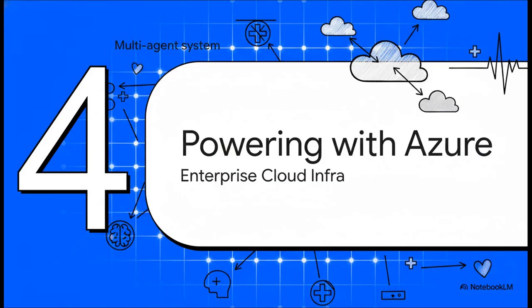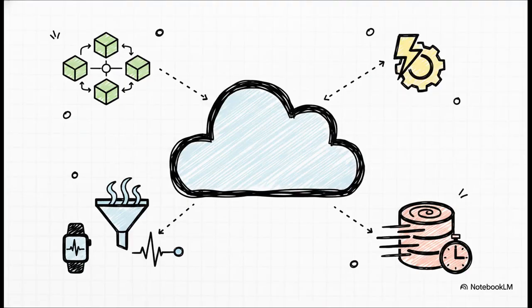Which brings us to Section 4, Powering Agents with Azure. To make multi-agent systems a reality, we absolutely need enterprise-grade cloud infrastructure. AI in healthcare requires architecture that is highly compliant, scalable, and rock-solid secure, which is exactly where Microsoft Azure comes into the picture. Let's break down the core components.